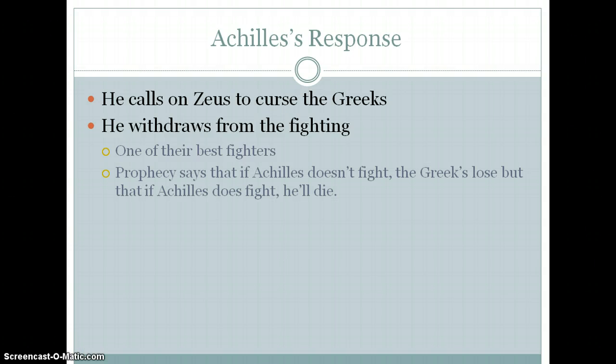And there is a prophecy that says if Achilles doesn't fight, the Greeks will lose. But the other half of that prophecy says that if Achilles does fight, he'll die. So Achilles is currently caught up in a situation wherein if he fights, he dies. But Agamemnon has taken away the honor that makes that risk, that sacrifice, worthwhile.